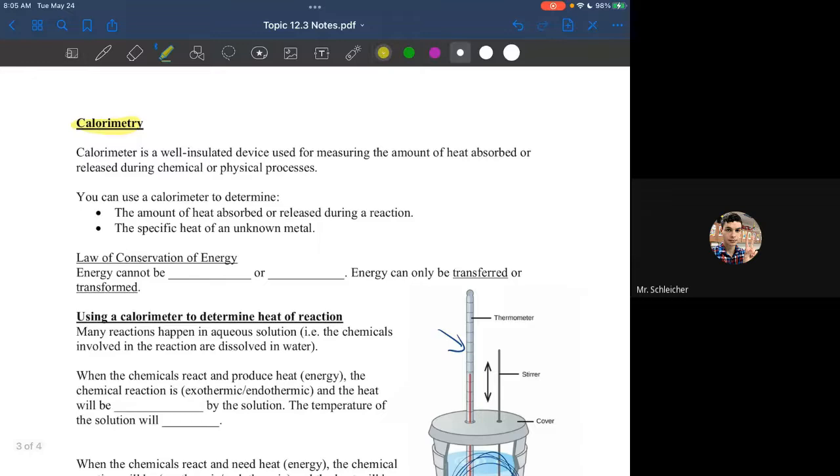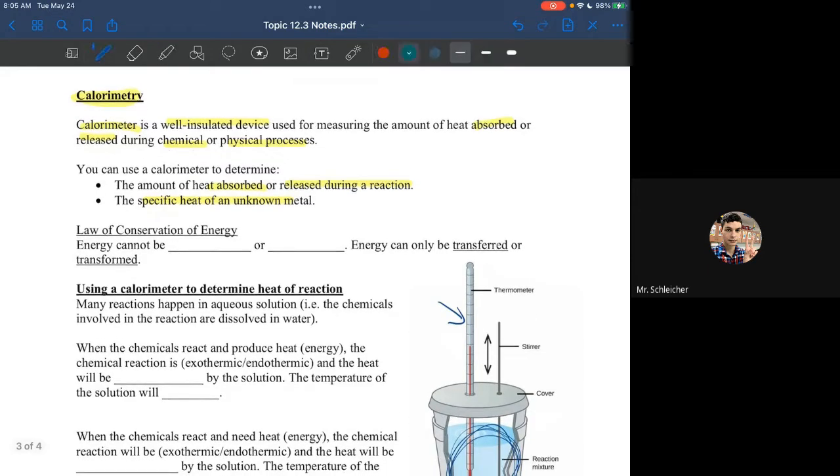What's going on here? A calorimeter is a well-insulated device used for measuring the amount of heat absorbed or released during a chemical or physical process. You can use a calorimeter to determine the amount of heat absorbed or released during a reaction, or you can find the specific heat of an unknown metal, like what we just did a couple practice questions ago. Now, the concept behind a calorimeter still goes back to the law of conservation of energy, where we know that energy cannot be created or destroyed. Energy can only be transferred or transformed.